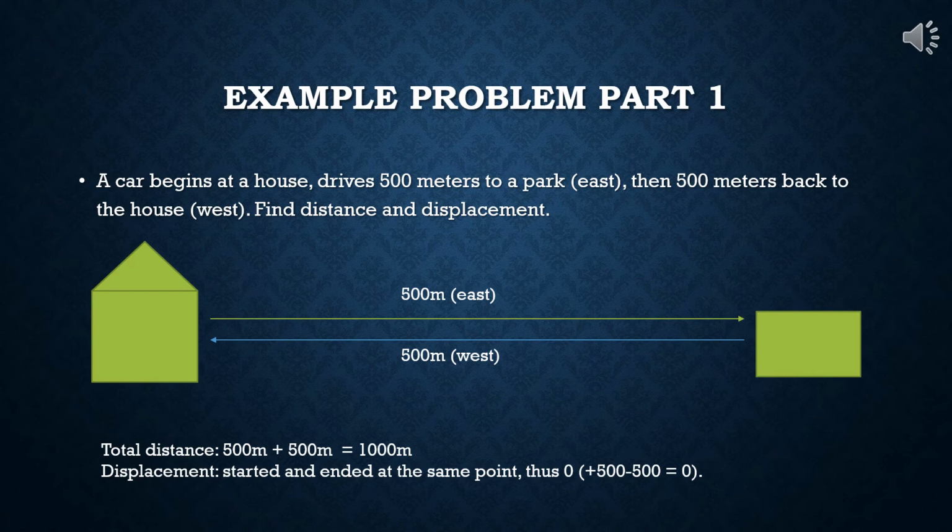Okay, now let's see what the answers are. We know the distance is just the total amount the object traveled, with no regard to direction. So we see it traveled 500 meters to the park, then another 500 meters back, meaning the distance is 1,000 meters, because that is the total amount the object traveled. Now the displacement is, we recall, the distance the object traveled from its starting point. If we look, the car started at the house and ended at the house, so the total amount traveled from its starting point is 0 meters, making the displacement, of course, 0 as well.